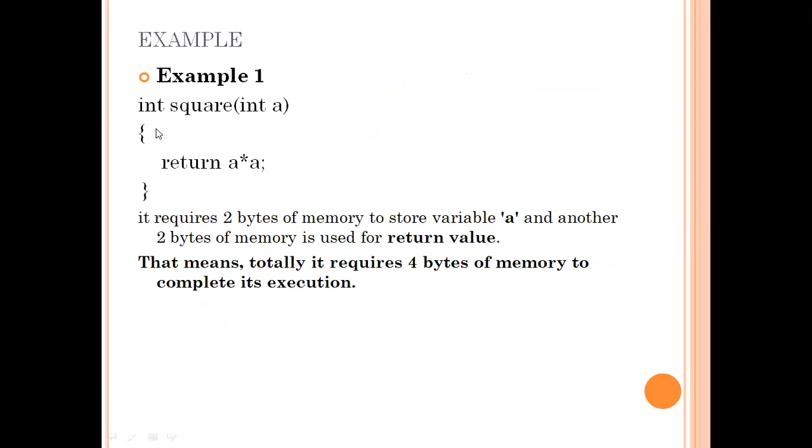See the example. In this example, int square is the function which accepts one parameter of integer type, and the code is return a into a. So it requires 2 bytes of memory to store the variable a, and another 2 bytes of memory is used for the return value. So total 4 bytes of memory space is required to complete this program execution: 2 bytes to store the integer value and 2 bytes for the return value. So total 4 bytes of memory space is required to complete its execution.